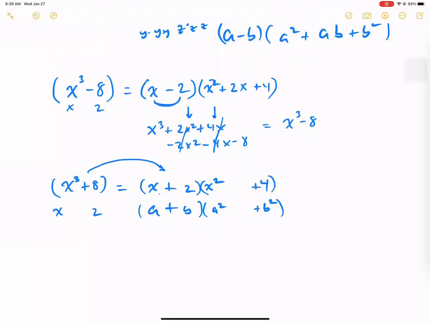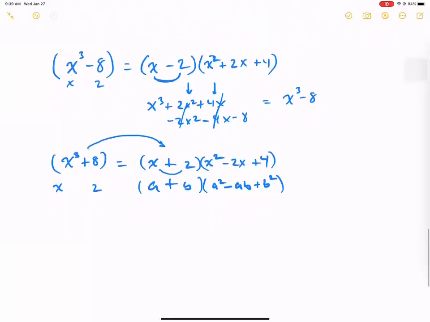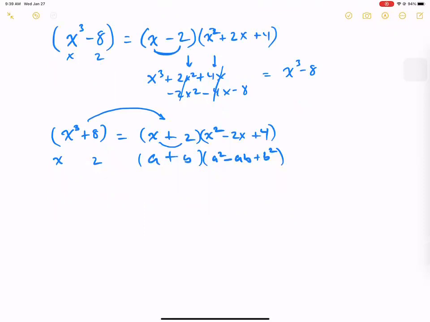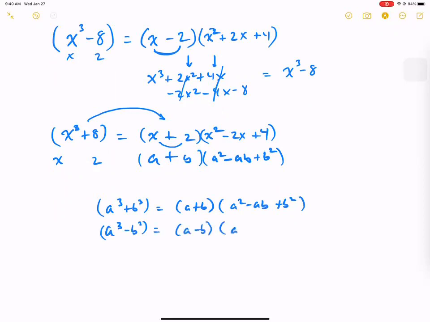So our middle term is always, we always combine these two. That's going to be a negative 2x. 2 times x is just 2x. And it's going to be a negative ab. So I'm going to rewrite both versions here next to each other, and I want you guys to see the similarities and the differences. For a cubed plus b cubed, we just said this would be a plus b, positive stays positive, and then we're going to fill out the rest. It's going to be negative ab. But for a cubed minus b cubed, the difference is this will be negative stays negative, and everything else will be positive.